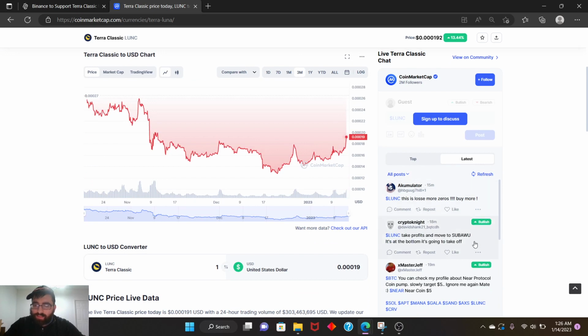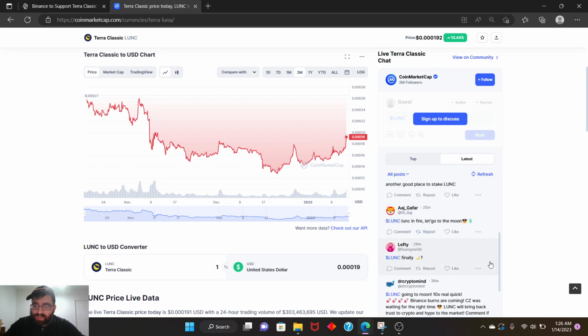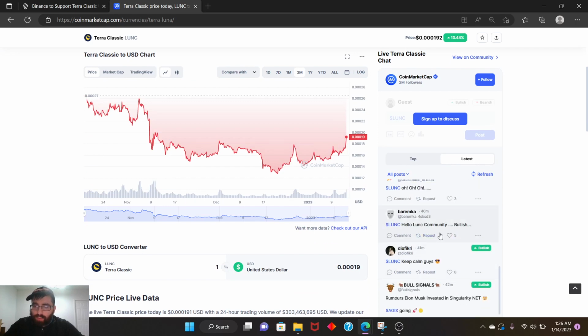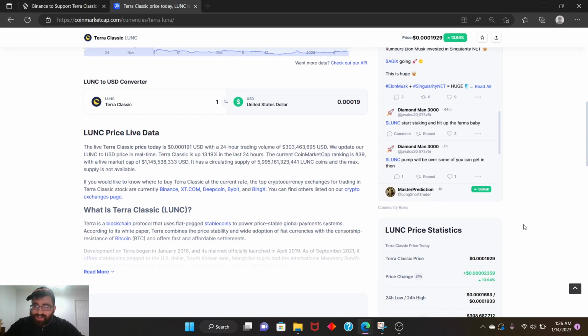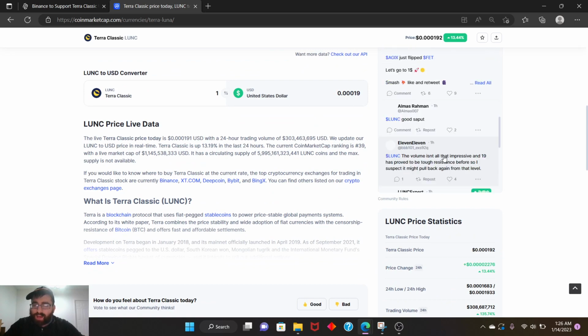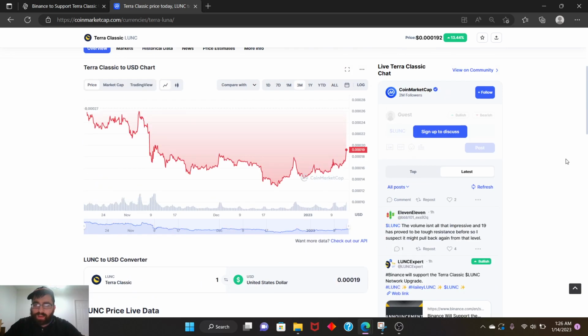This coin losing more than whatever. Take profits and move on, that's scams right there. Oh, hello, Luna community, bullish. Keep calm, guys. Pump will be over, some you can get then. So people are excited. Obviously, you guys can see there's a lot of typing here.